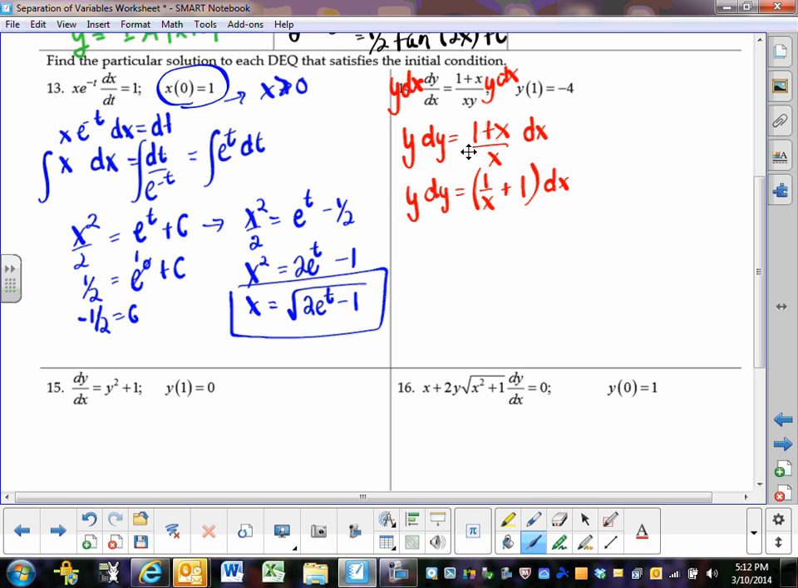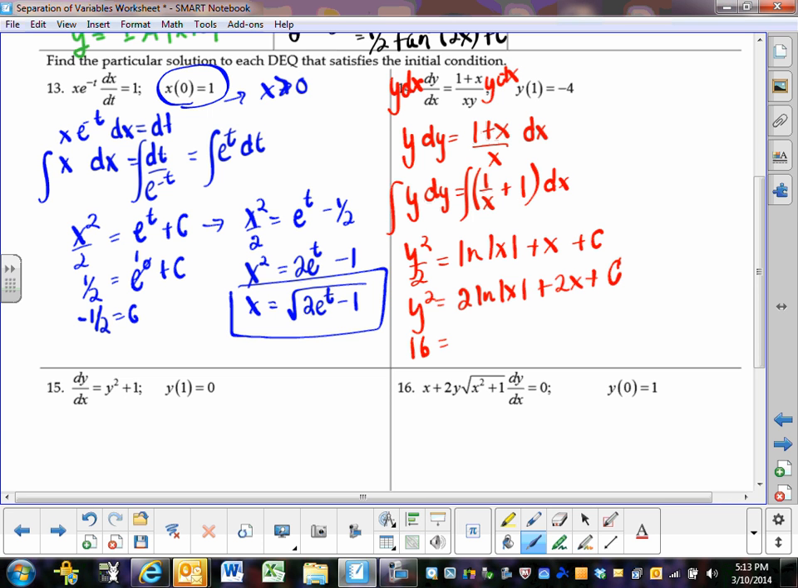Okay, now this time we're going to get initial conditions that help us to solve. So if I cross multiply, I have x e to the negative t dx equals dt. So I'm going to divide by e to the negative t. But that's the same thing as e to the t dt. So dividing by a negative exponent, I can simply move up. So if I anti-derive now, I have x squared over 2 equals e to the t plus c.